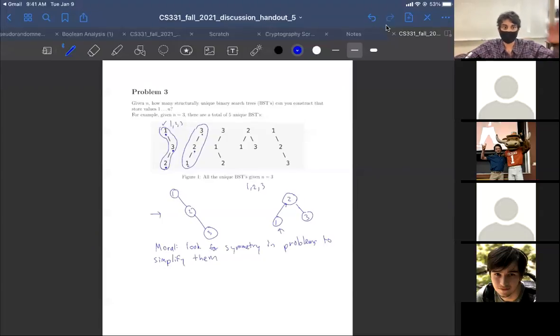In particular, think about all the possible sizes of the left subtree and all the possible sizes of the right subtree and how you would combine them. Okay. So I'll give you some time to think about that and then I'll go over it.